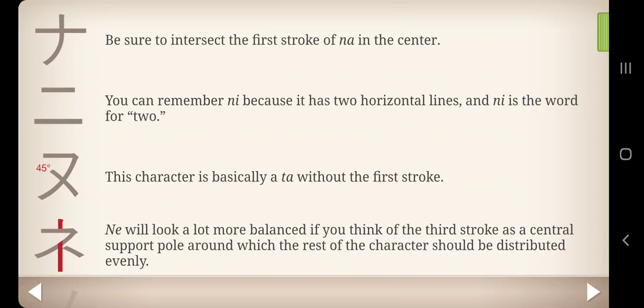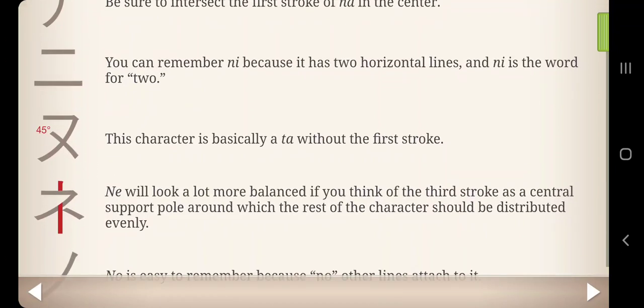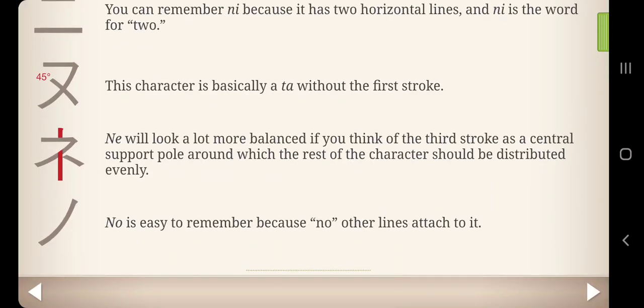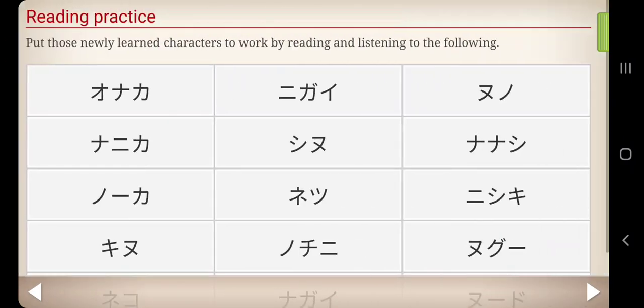I'll use some tips. Be sure to intersect the first stroke of na in the center. You can remember ni because it has two horizontal lines, and ni is the word for two. This character is basically ta without the first stroke. Ne will look a lot more balanced if you think of the third stroke as a central support pole around which the rest of the characters should be distributed evenly. And no is easier to remember because no other lines attached to it.